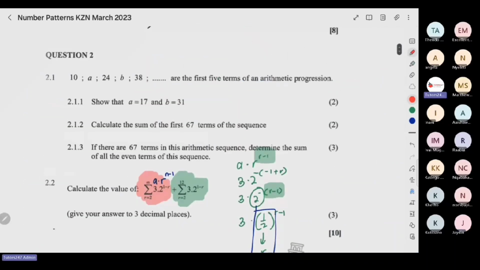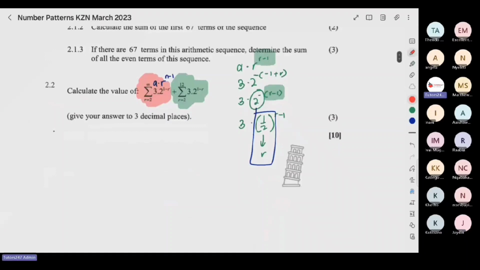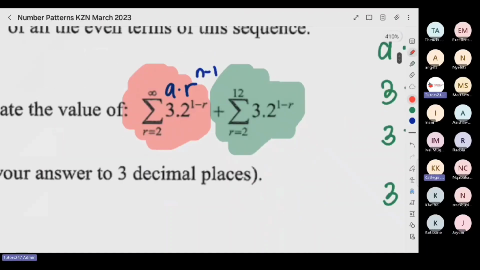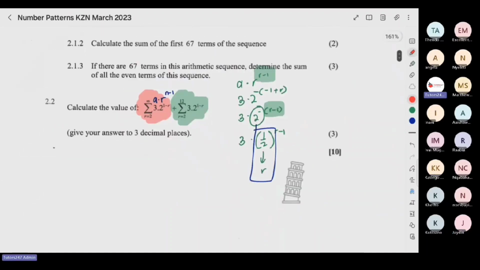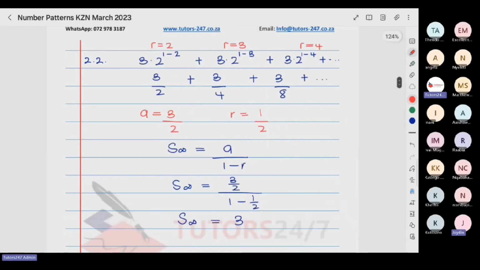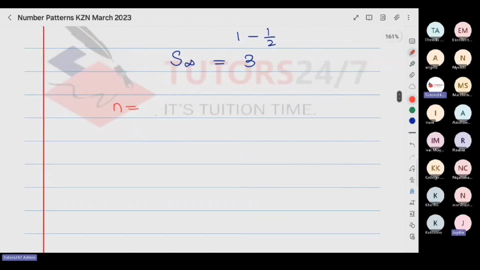Yeah, no, where's that written? Okay, let's just calculate it again. 12 minus 2 plus 1, yeah, that is 11. I think I erased it maybe. So we know that n is 11, a is 3 over 2, and r is a half.